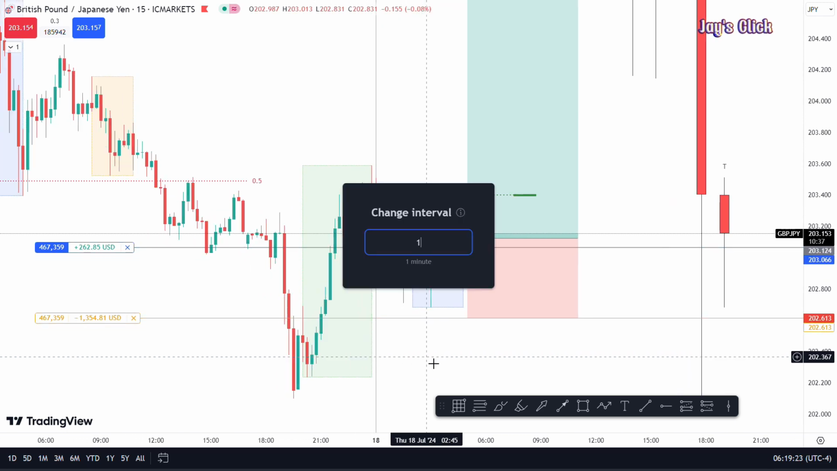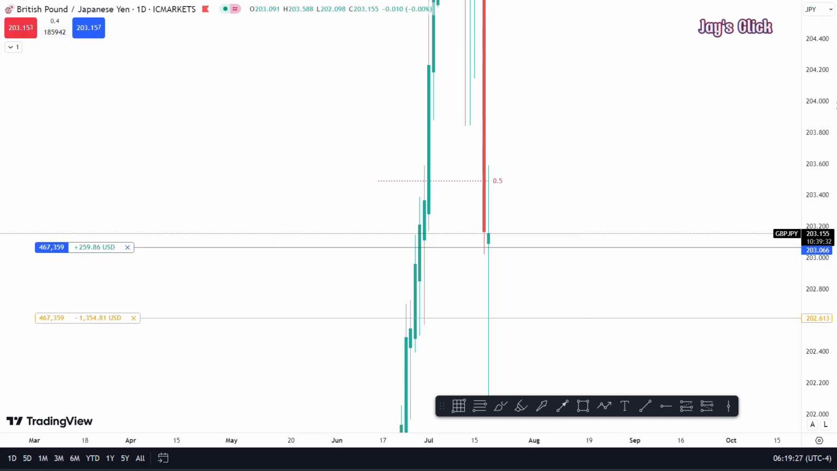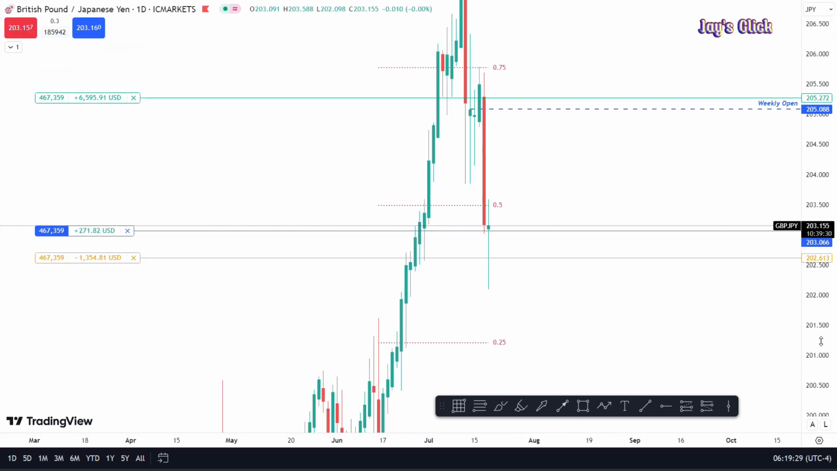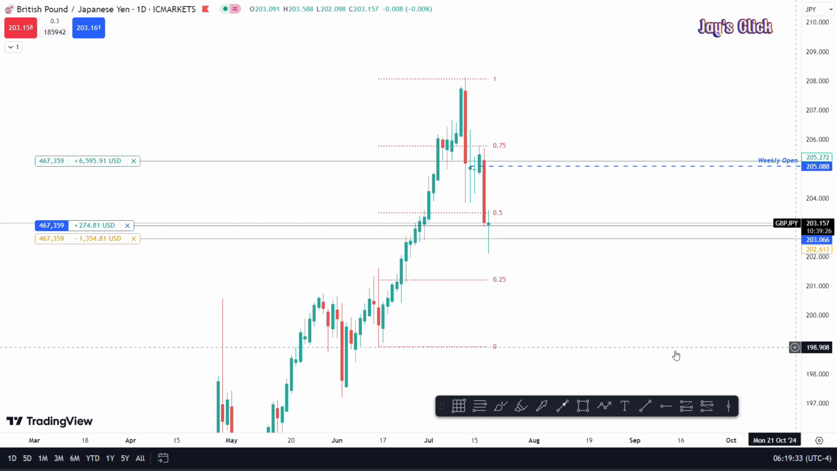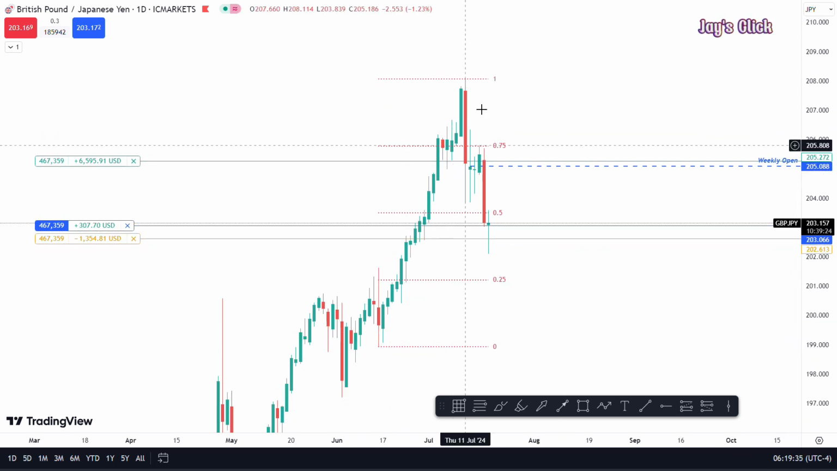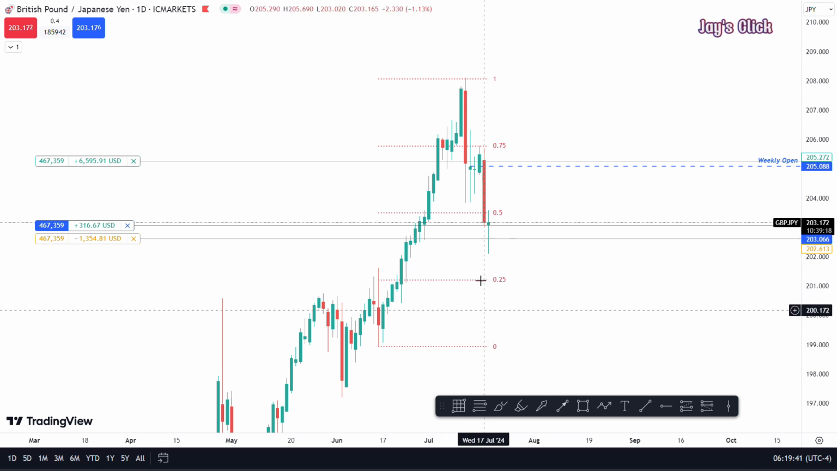So gravitating all the way from the daily, pound yen has been crazily bullish, crazily bullish, and I had a swing basically from here to here, swing high, swing low. So that identified my range. I graded it as I usually do, and we have a 50% here on the equilibrium of the range.